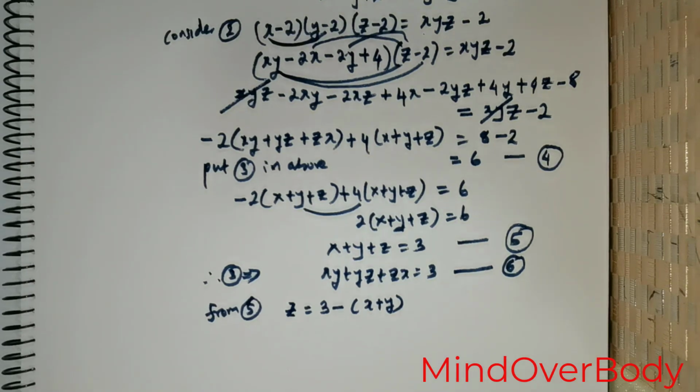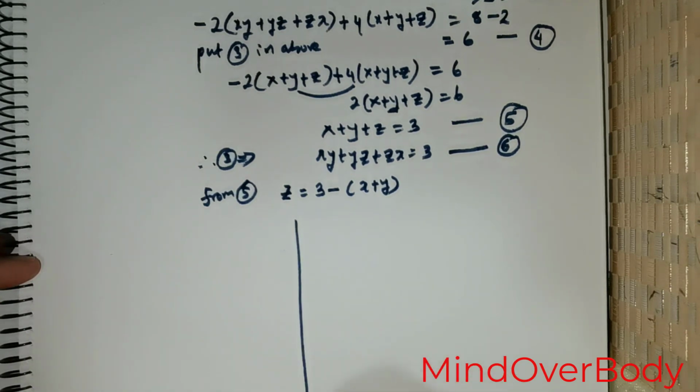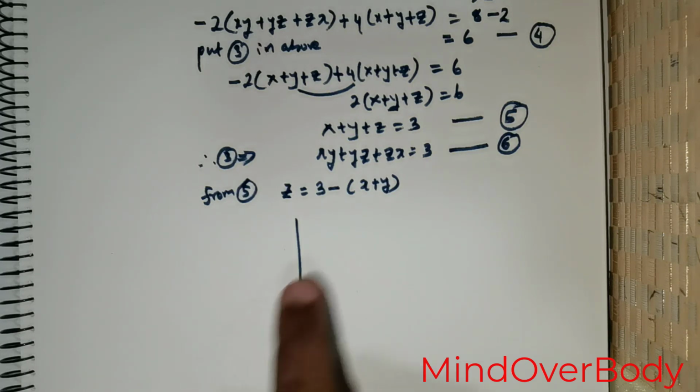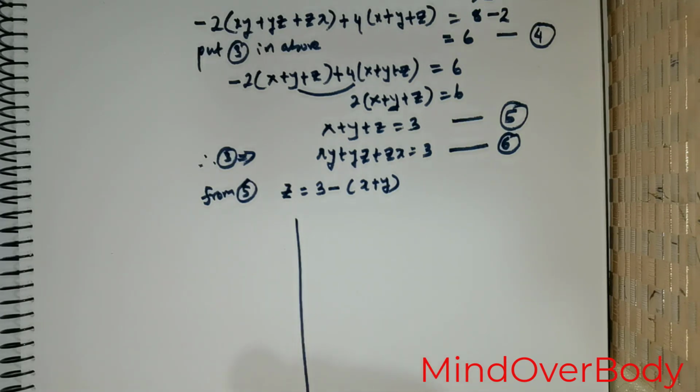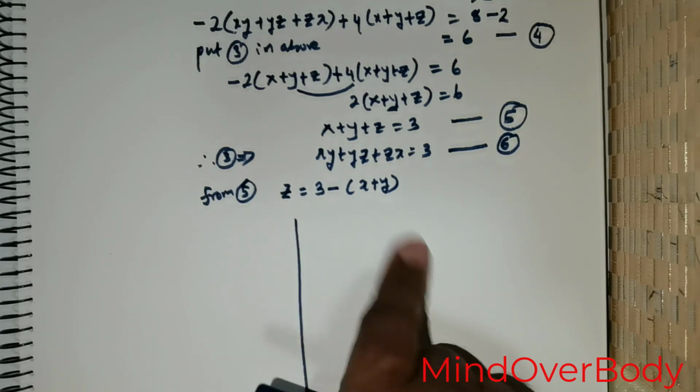So I will try to divide this space into 2 because I would like to show you another method, because this particular question can be solved in different ways. So I have planned to show you 3 different methods. So in this space I would continue my solution.